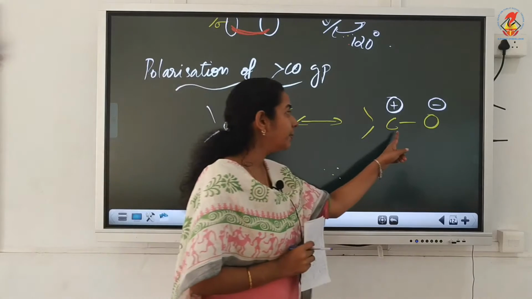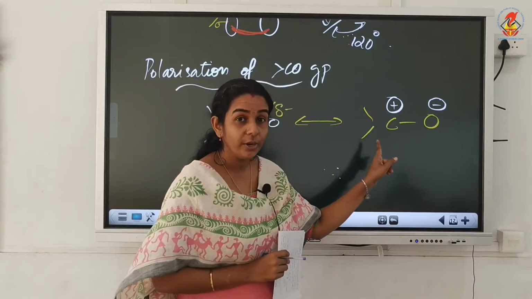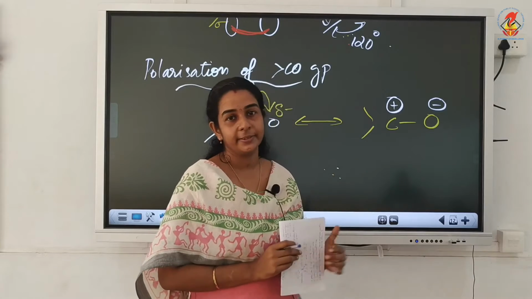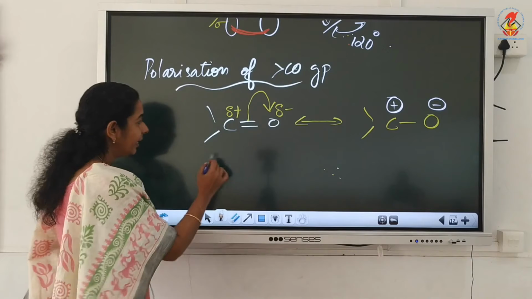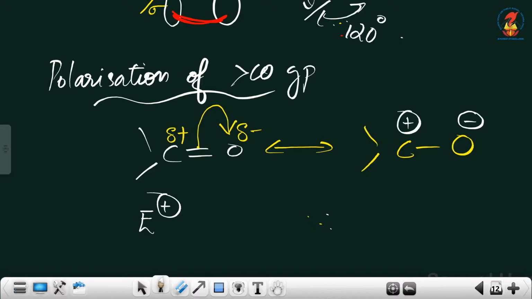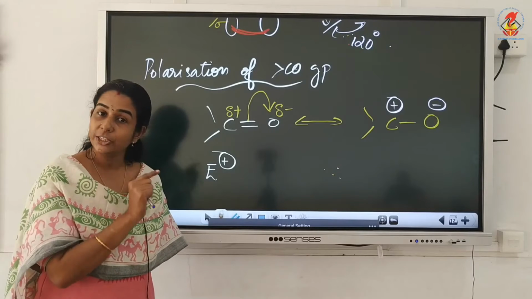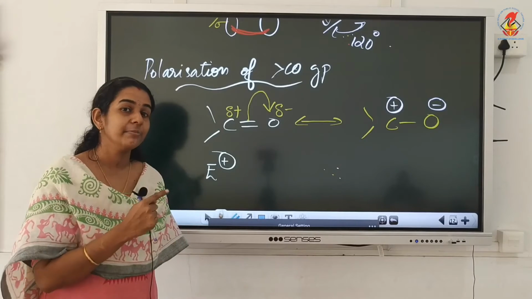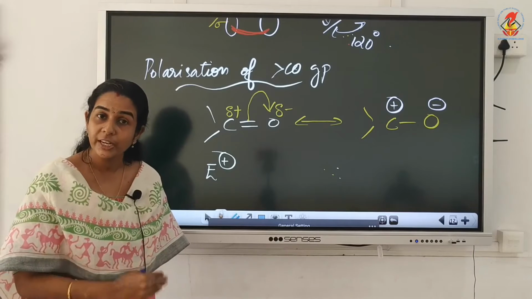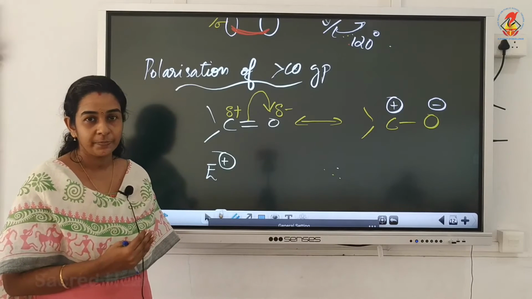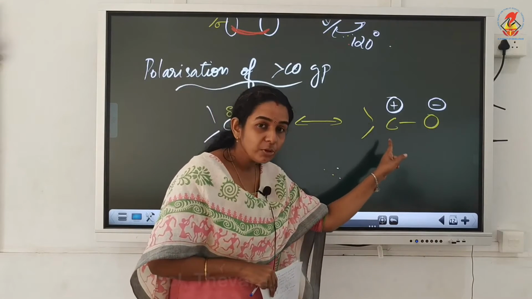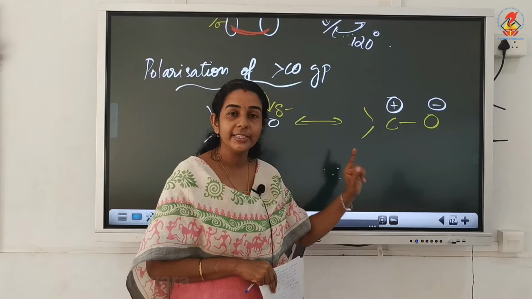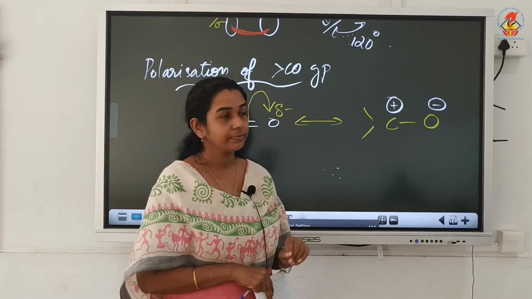Now this carbonyl carbon will be called the electrophilic center. What do you mean by electrophilic center? What do you mean by electrophile? Electrophiles we represent by E+. That means electrophiles are electron loving species. They will be either electron deficient or positively charged. So here the carbonyl carbon is getting a complete positive charge. So this can be called the electrophilic center.